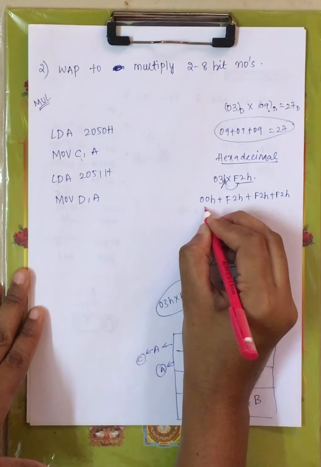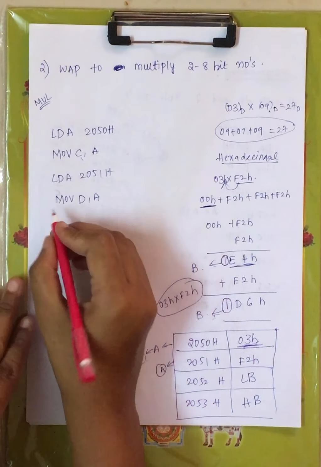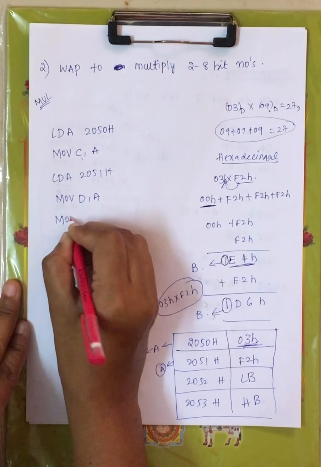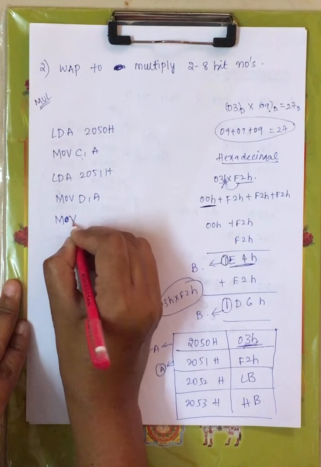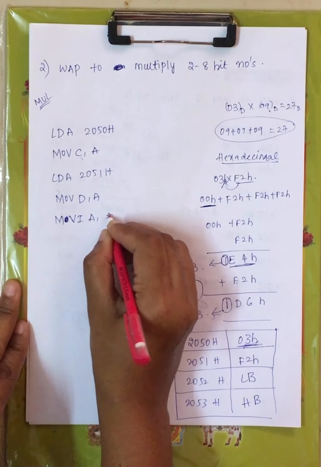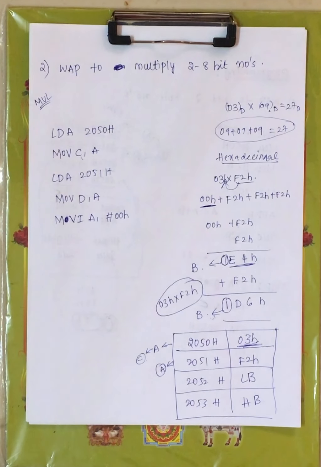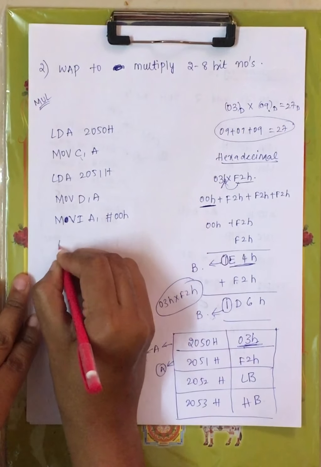Initially we have to take 00H. For that immediate data we use MVI, move immediate, A comma 00H. Either you can use the hashtag or no hashtag, both will give the same result.